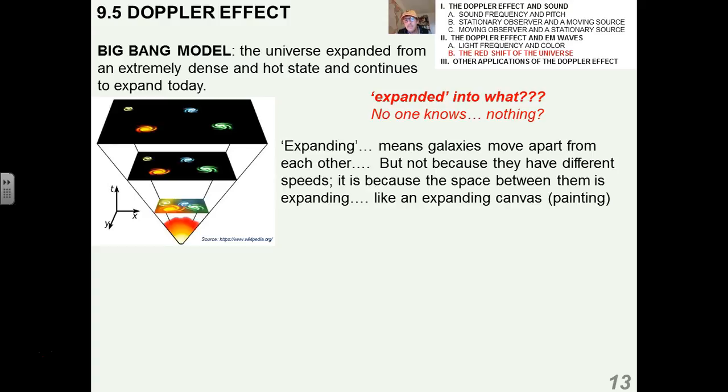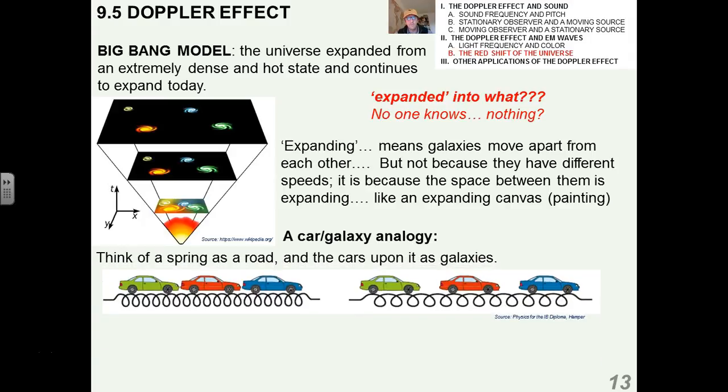But in this case, expanding means that the galaxies are moving apart from each other. Okay, it's not because they have different speeds, it's because the actual space between them, so space-time, is actually expanding. It's like an expanding canvas. If you paint on a canvas and then you stretch that canvas, the things you painted on the canvas will physically get farther apart, but it's not because they're moving, it's because the actual fabric of what it's on is actually moving. It's very much like the reality of the universe, okay?